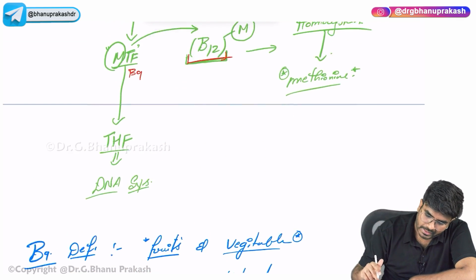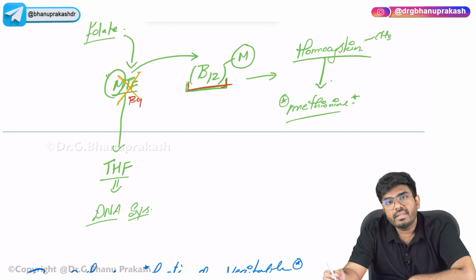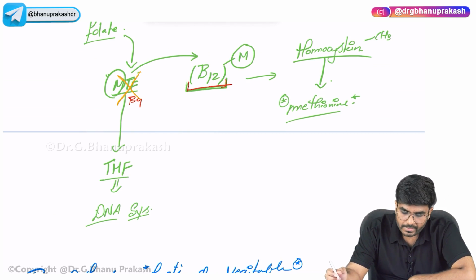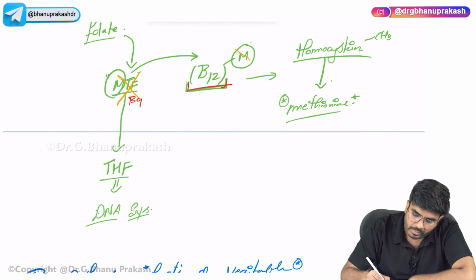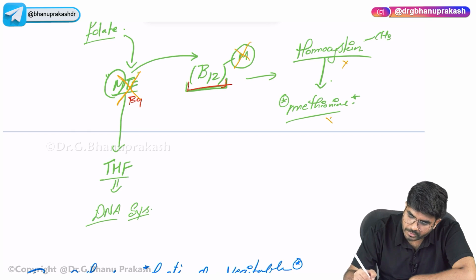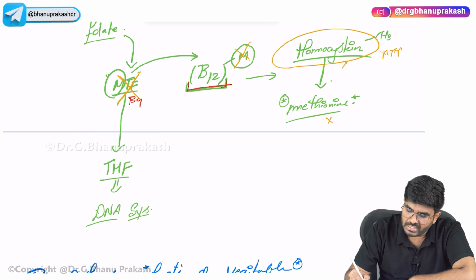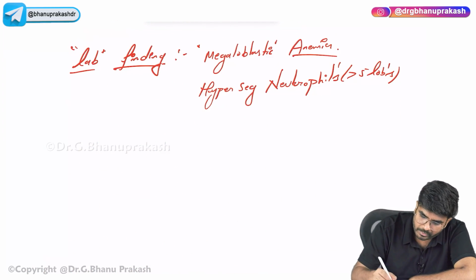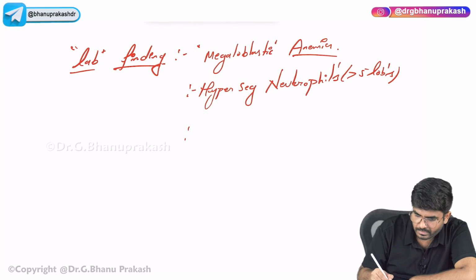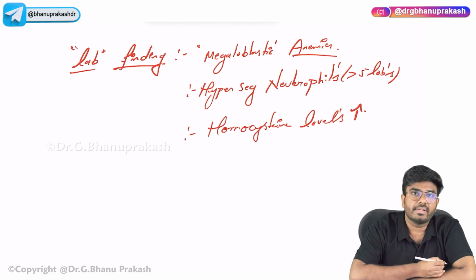Vitamin B9 is not there. When vitamin B9 is not there, the methyl group is not going to vitamin B12. When the methyl group is not going to vitamin B12, the conversion of homocysteine to methionine is not going to happen. So which levels are going to be elevated in the blood? The homocysteine levels are going to be elevated. That's the important question.